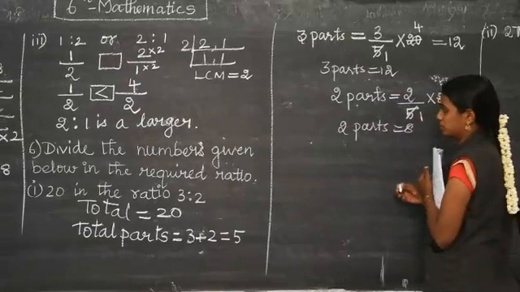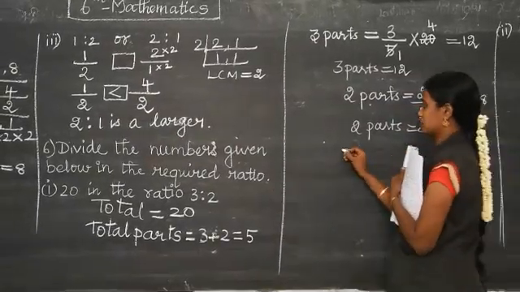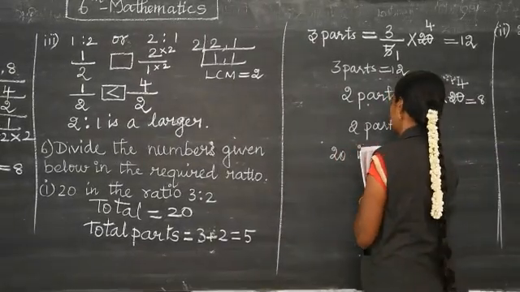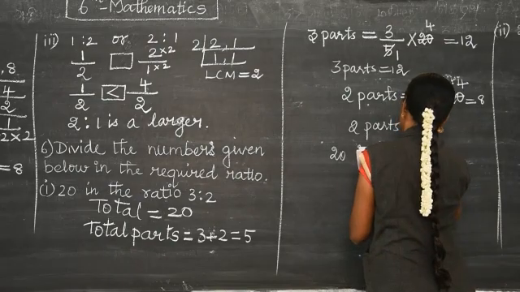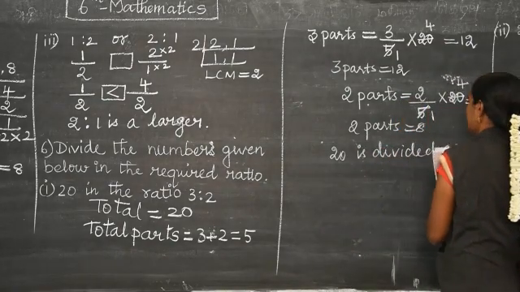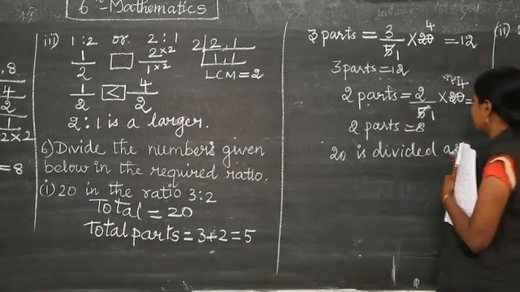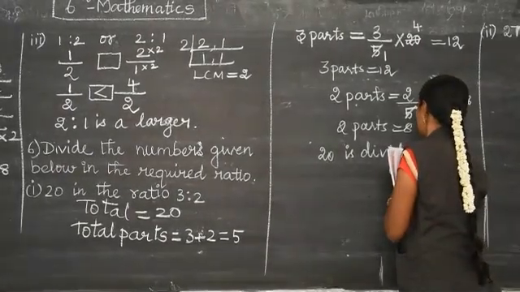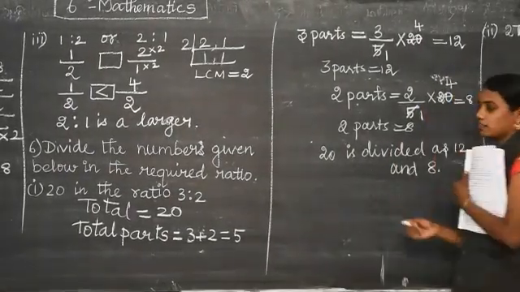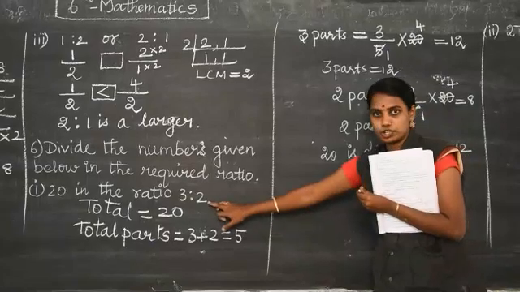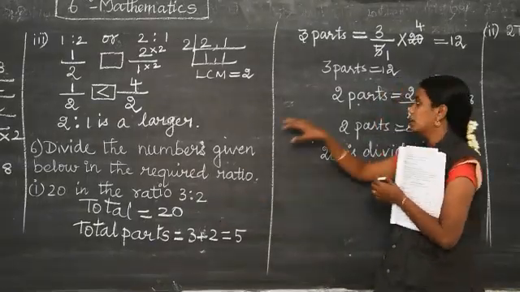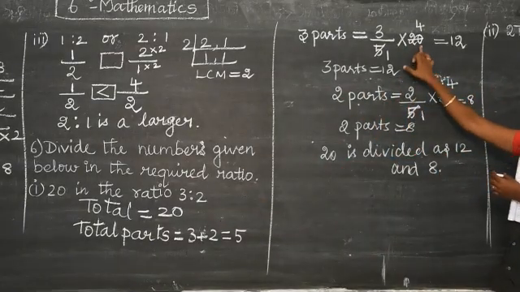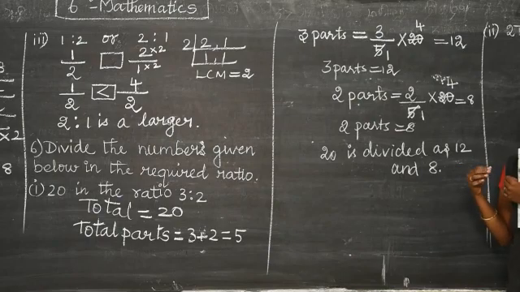Okay, divide the numbers. So 20 is divided as 12 and 8. Okay, clear everyone? What is given, the ratio is, it's not an original part. Finding out with the total, we are going for the original amount.